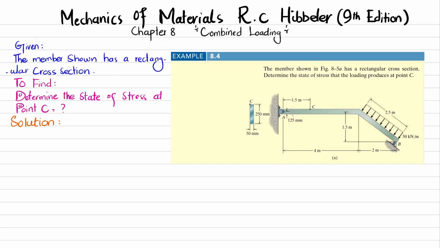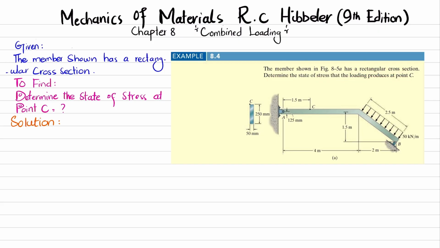Welcome back. In this video, we are going to solve example 8.4 that is taken from chapter number 8, Combined Loading, and book name is Mechanics of Material by RC Hibbeler, 9th edition. So statement is the member shown in figure 8.5a has a rectangular cross section. Determine the state of stress at that loading produced at point C.